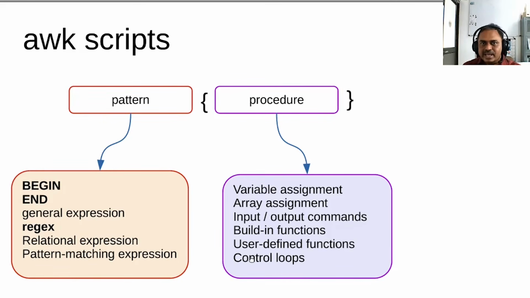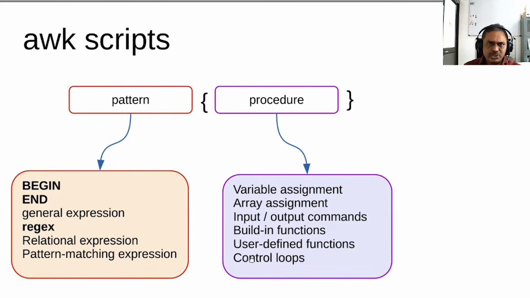And one can also give a range of the records to be processed using a comma. And the procedure is like any code block. You could have things like variable assignment, array assignments, input output commands, and built-in functions, including mathematical functions, and then user defined functions which you can write and even keep in a separate file as a library, and then control loops like for loop, while loop, if loop, and so on. So the entire programming environment is available that you can use in the procedure, and then this procedure will be applied to all those records which match the particular pattern that you are giving in the front.